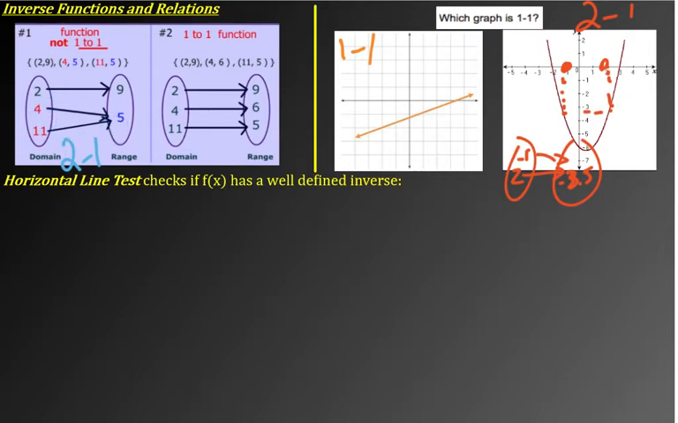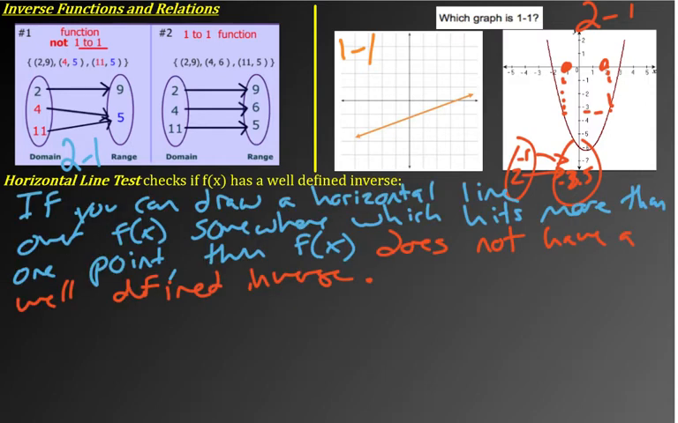So in math, this is what we really like and works really nice. This is not so nice. And it turns out that there's actually such a thing as a horizontal line test, which can test if a function is going to even have what we call a well-defined inverse. So I'm just going to write down what the test says. All right, so this is what the test says. If you can draw a horizontal line over the function somewhere which hits more than one spot, then f of x does not have a well-defined inverse. Okay.